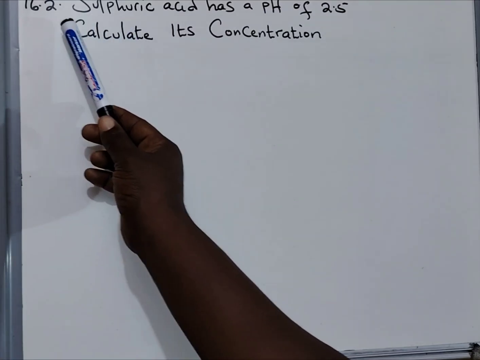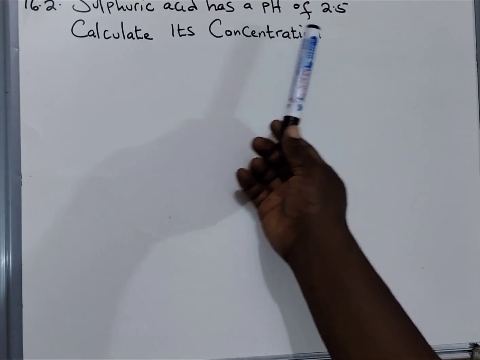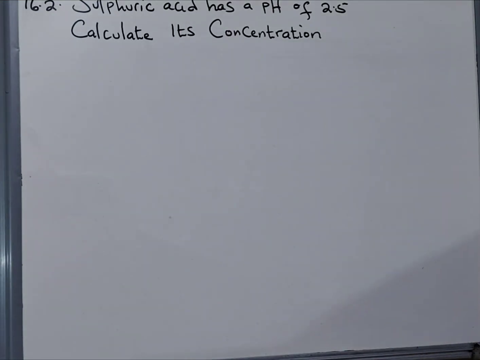Tonight we are looking at this question. It says that sulfuric acid has a pH of 2.5. Calculate its concentration. And how do you go about that?